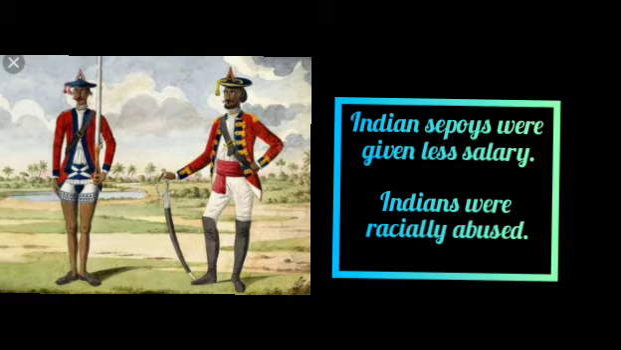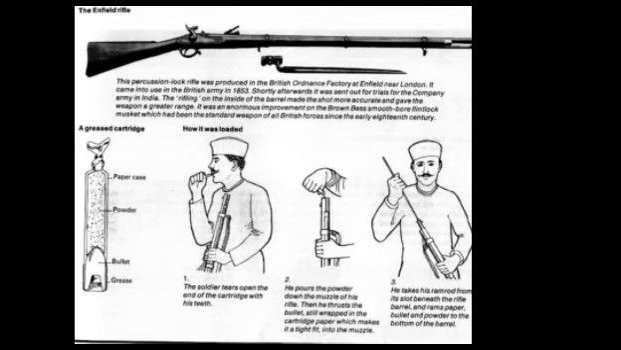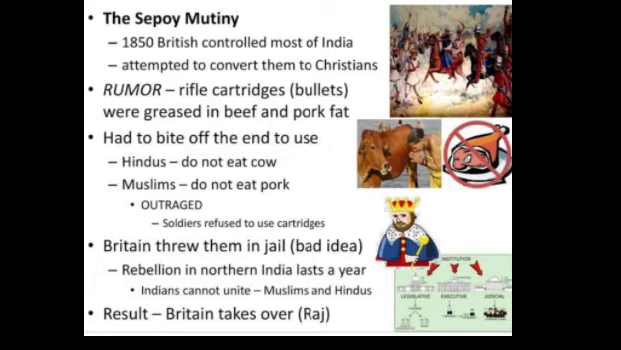Now, the revolt. The precursor to the revolt, precursor here meaning something that comes before, was the circulation of rumors about the cartridges of the Enfield rifle. There was a strong suspicion that the new cartridges had been greased with cow and pig fat.